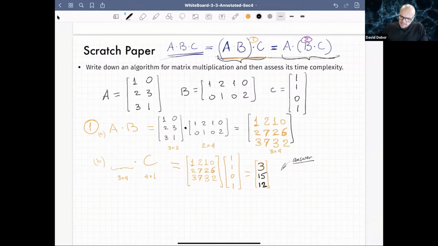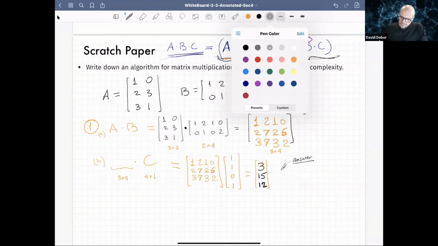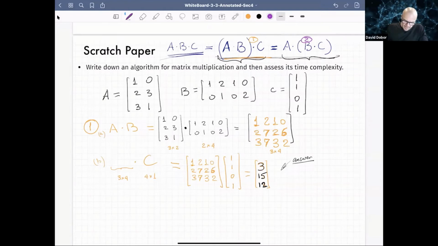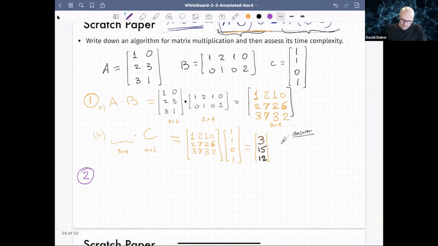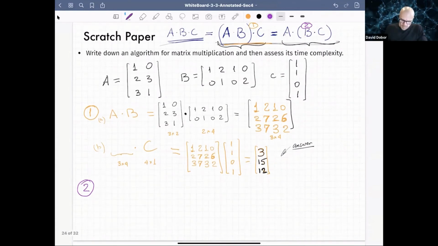Okay, now I have a second way of computing the same result. The second way is going to be multiplying B times C first. That would be my first step. And then the second step is going to be taking A and multiplying that by the result. So B times C, let's multiply those.